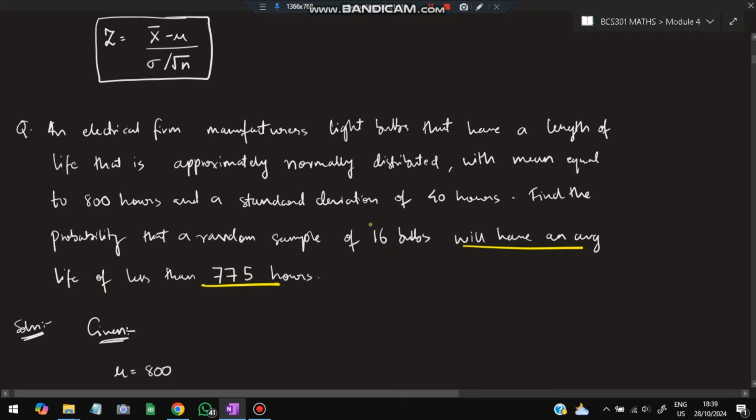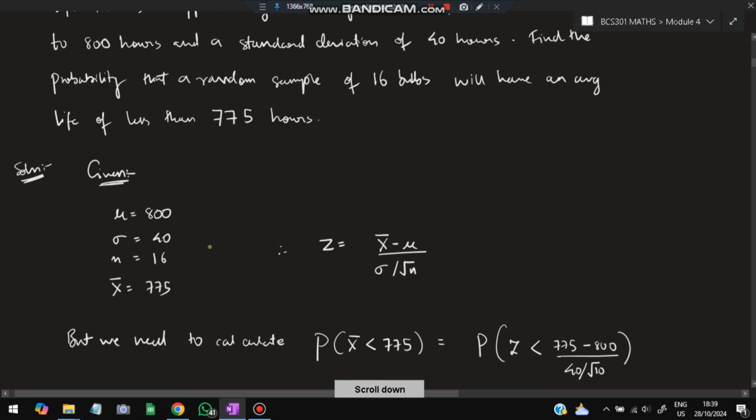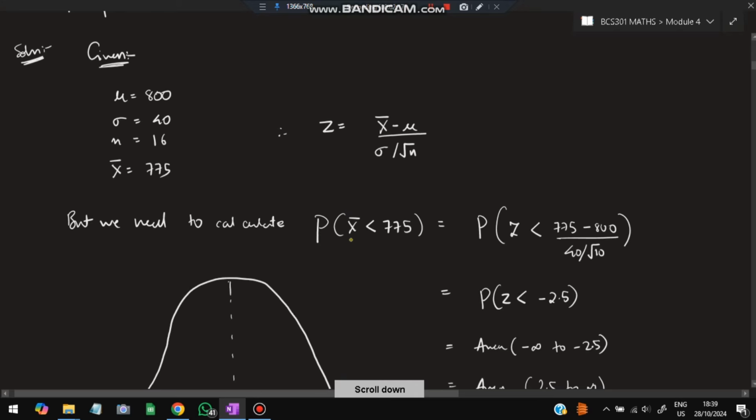Our random sample is 16, meaning n value is 16, and the average life is less than 775 hours. The average life means the value of x bar they have given us. I will note down all of these things: nu value, sigma, n value, and x bar value. We'll substitute those values here. But wait, what they have asked here is an average life of less than 775. So we have to calculate the probability of x bar less than 775. We substitute the values here, and we get a value which is minus 2.5.